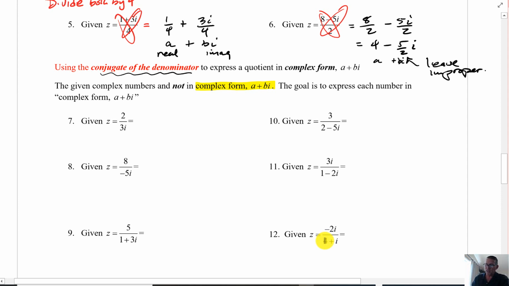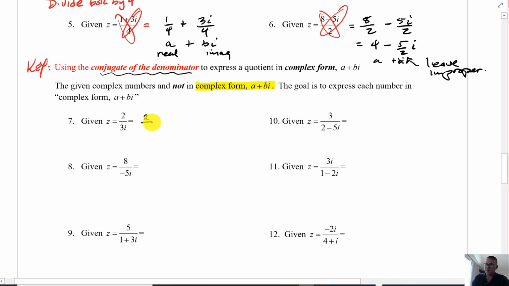So what we're going to do is take the conjugate of the denominator. This is the key: using the conjugate of the denominator, not the numerator, the denominator. All right, so here we go. We've got our given complex number, z, is 2 divided by 3i. That's called a quotient.